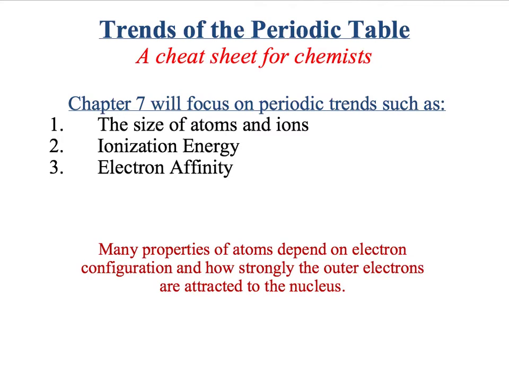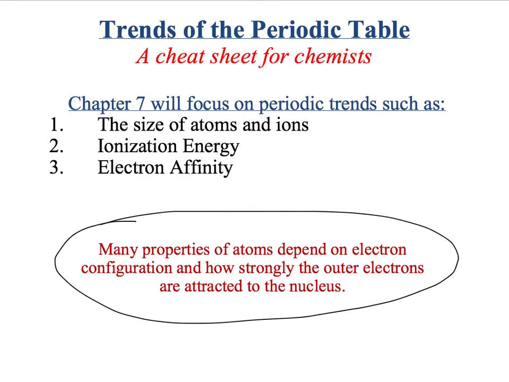Alright, so really this whole Chapter 7 is trends of the periodic table, okay, which I like to call a cheat sheet for chemists. And we're going to focus on three major trends, which is the size of atoms and ions, ionization energy, and electron affinity. Okay? And so a key principle in understanding the properties of atoms depends on electron configuration and how strongly the outer electrons are attracted to the nucleus. Okay? So I really want you to make sure that you remember this part.